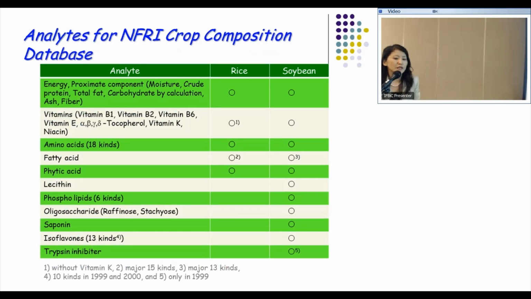And we analyzed these analytes for the composition database, and for the analyzing method, it is very important to get reliable data. We analyzed the analytes using mostly validated methods.